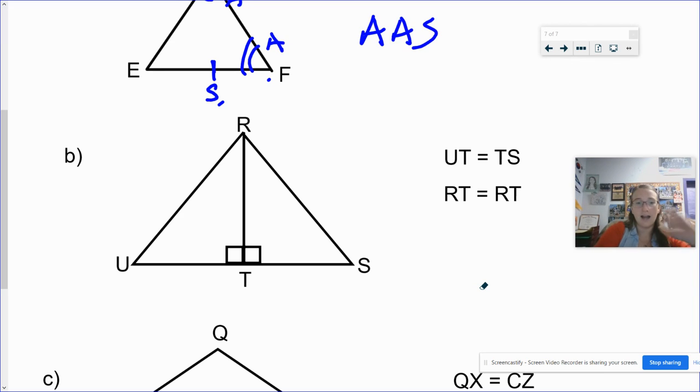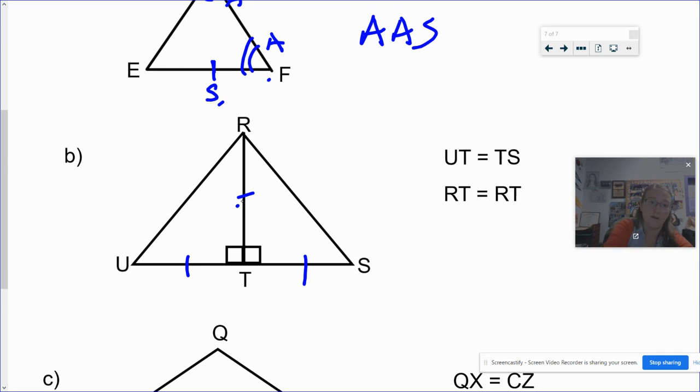Okay, let's see. We got UT congruent to TS. Here's U to T. Here's T to S. Sorry. And we have RT congruent to RT. Remember, if something is congruent to itself, hopefully you remember that's the reflexive property, but that's how we mark it. Now here's the thing. We want to check for something here. We see right angles. It's not always the case though. We want to check for hypotenuse leg.